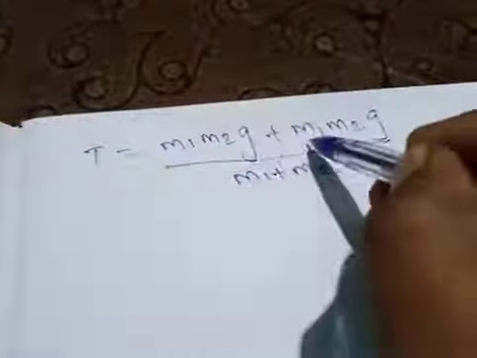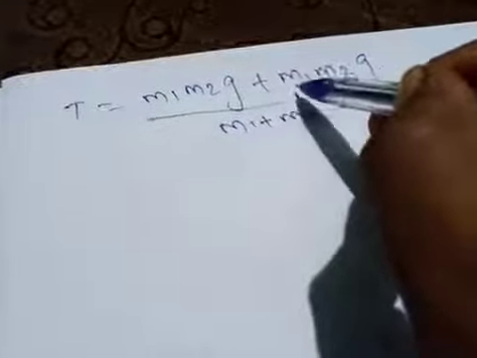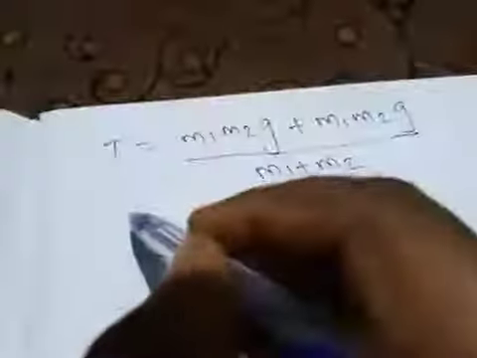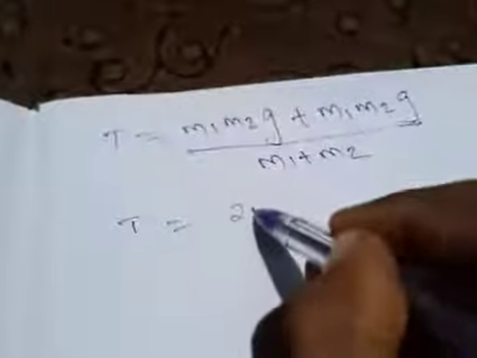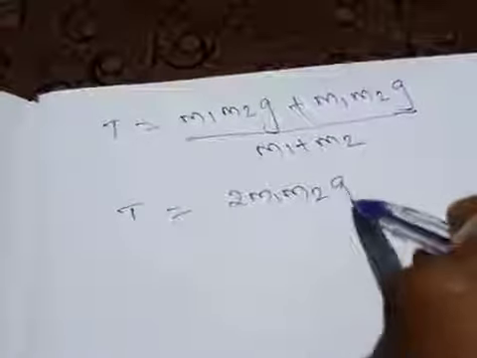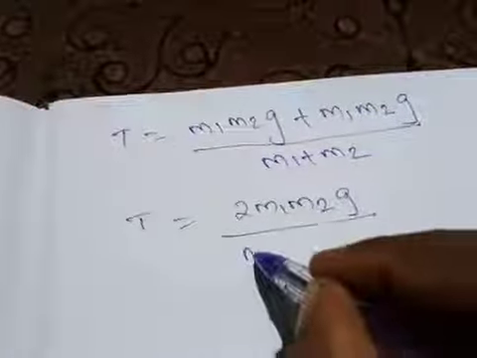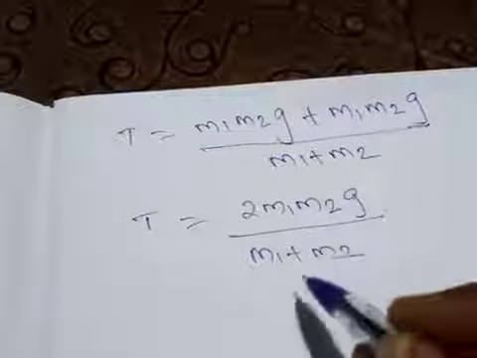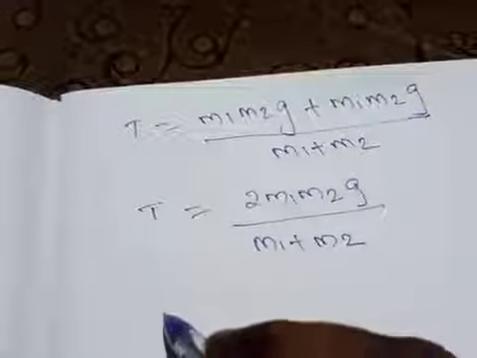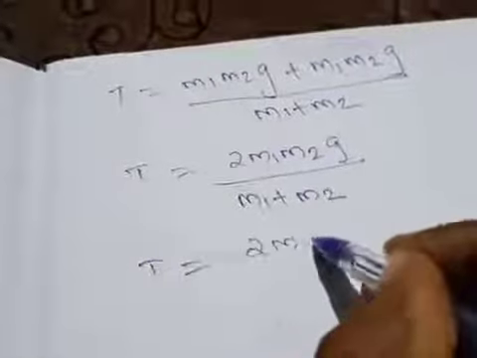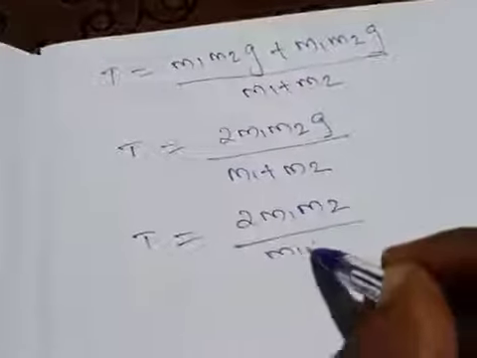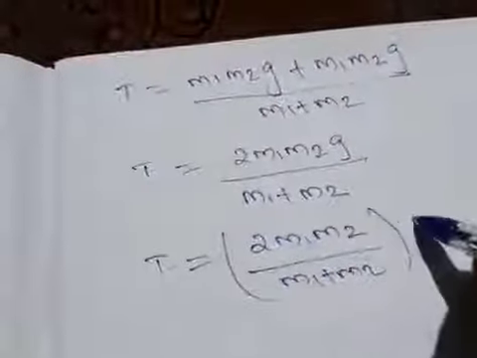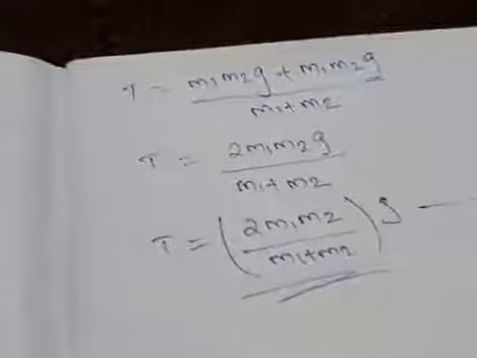Now you see, adding 1 M1 M2G plus 1 M1 M2G, that is 1 plus 1, so T is equal to 2 M1 M2G divided by M1 plus M2. This you can write a little stylishly, as 2 M1 M2 by M1 plus M2 into G. This is equation 4.